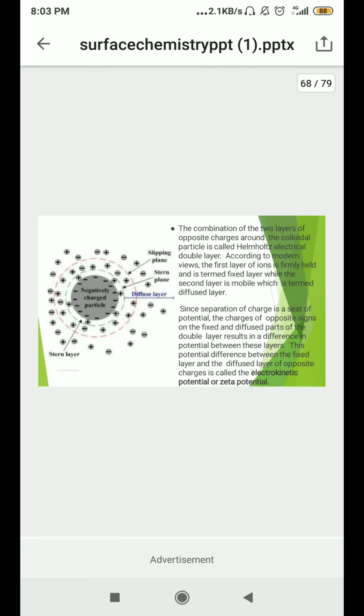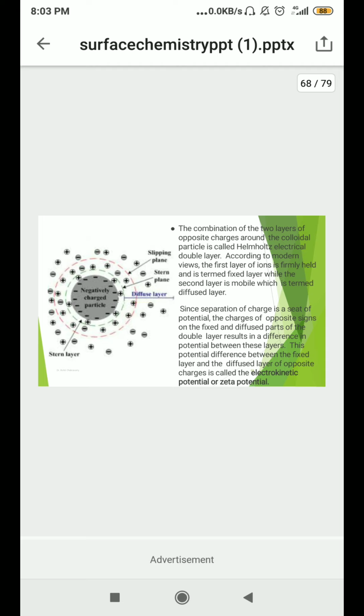Now again here you can see there is a slipping plane and the Stern plane. There is a negative charge at the center, and it is covered by positive and negative charge, and we always know that opposite charges attract each other. So let me discuss what happens. The combination of the two layers of oppositely charged ions around the colloidal particle is called the Helmholtz electrical double layer. Alright, this is called the Helmholtz electrical double layer.